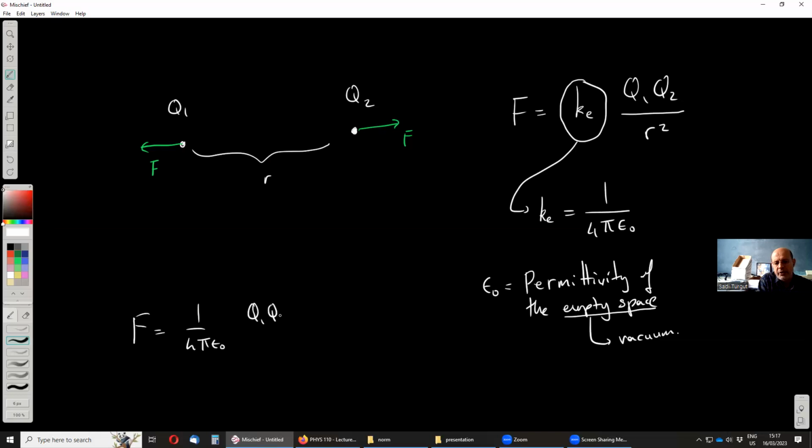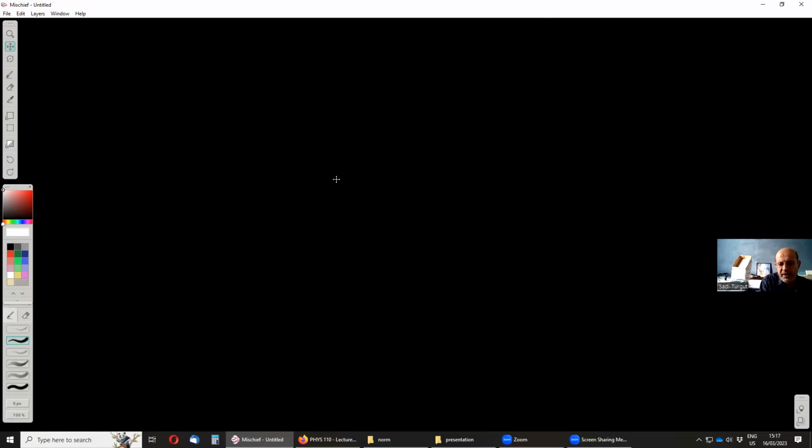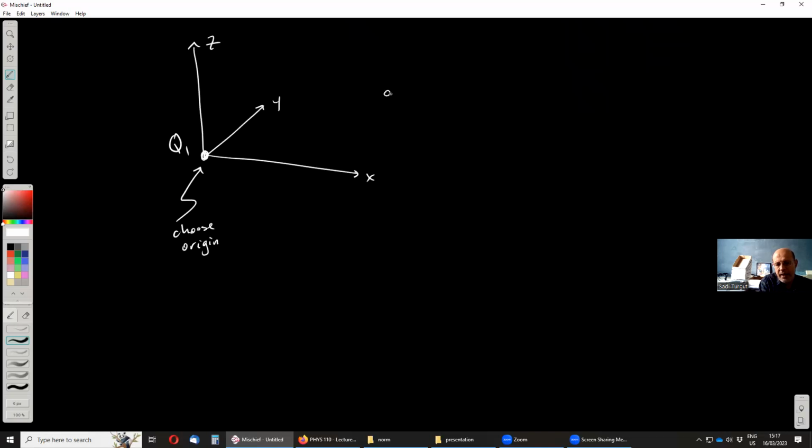All right, but this only gives us the magnitude of the force. Somehow we have to write down a formula that includes the direction as well. In that case, this is the formalism that I'm going to use. I'm going to place or choose an origin at the location of one of the charges.